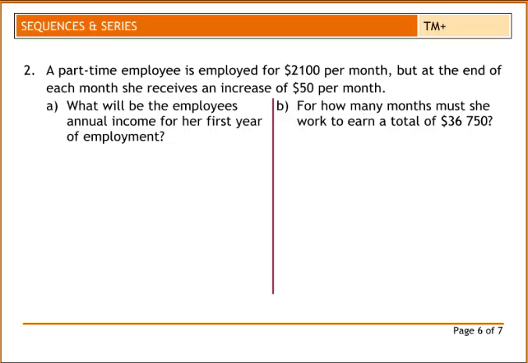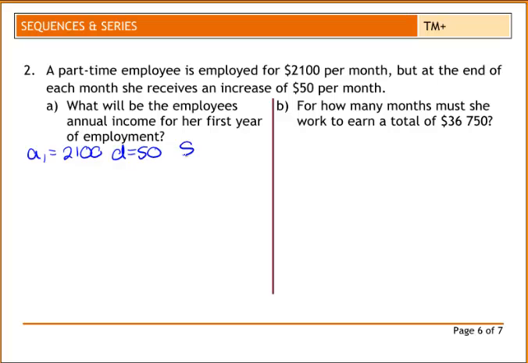Okay, another one. This is the same question as we were looking at before with a part-time employee. So a part-time employee is employed for $2,100 per month, but at the end of each month she receives a $50 increase. What would be the employee's annual income for her first year of employment? So we're looking to add things up. So I know my first term is 2,100. I know my common difference is 50.